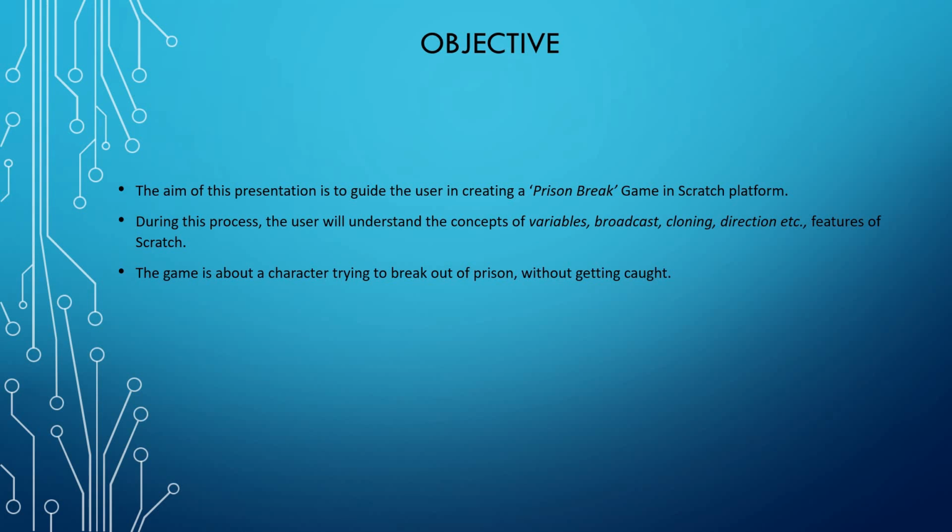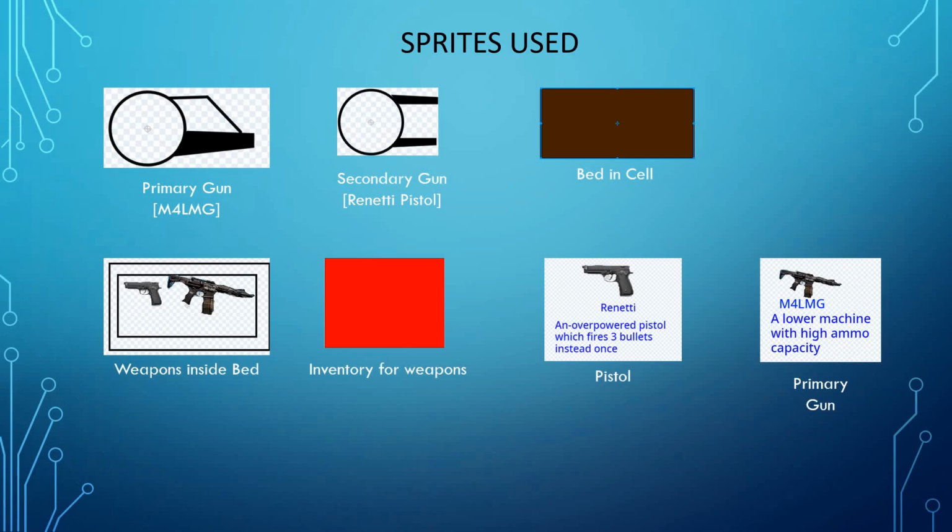So first we have our objective. The aim of this presentation is to guide the user in creating a prison break game in the Scratch platform. During this process, the user will understand the concepts of variables, broadcast, cloning, direction, etc. features of Scratch. The game is about a character trying to break out of prison without getting caught.